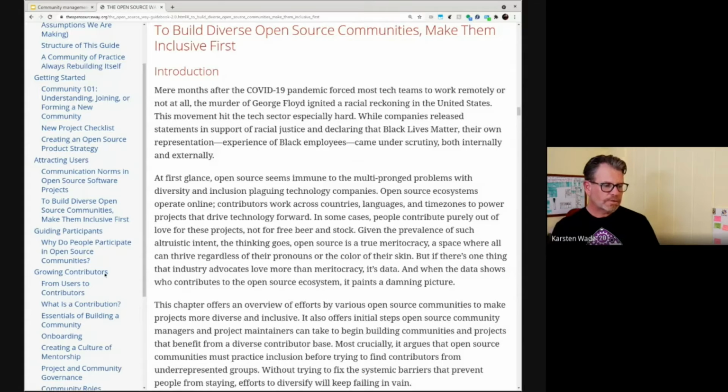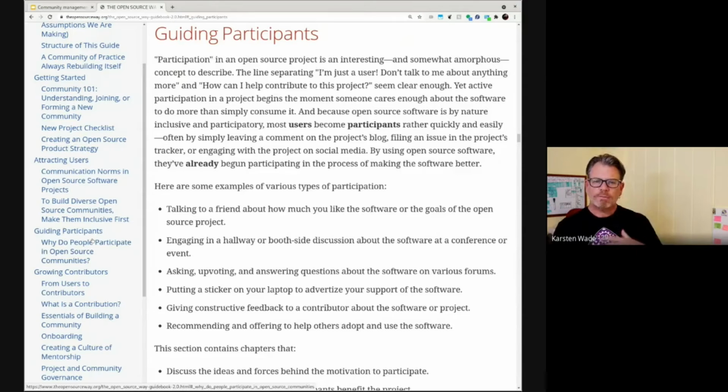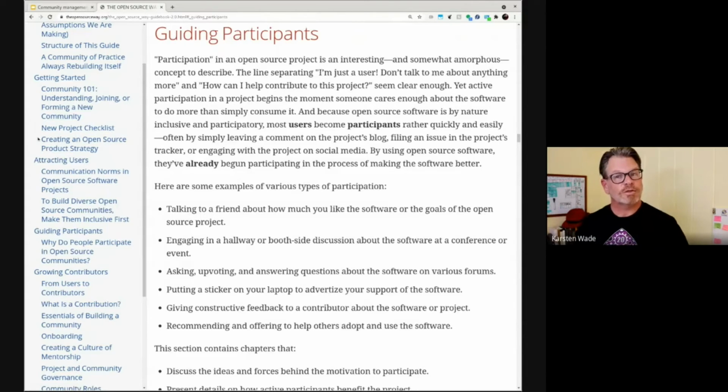So now we get to the section on guiding participants, which helps you understand the general participants and enthusiasts, although it doesn't go into and cover the special participants for your particular unique project because of that dynamic. But in general, we get into why do people participate in open source communities, and that's the various types of motivations that compel people to contribute to open source.